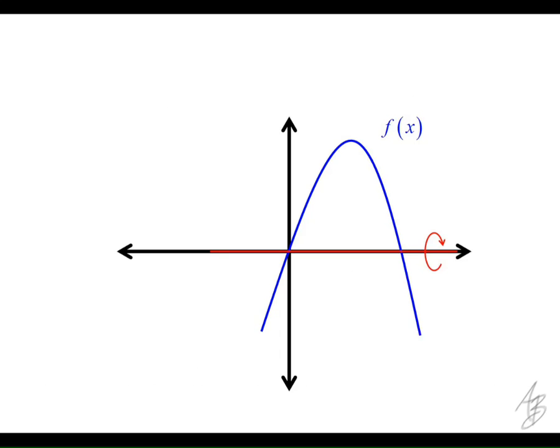So here's the example I want to look at. What we're going to do here, first of all, when we're doing these problems, I'm always going to draw the axis of revolution and just draw a little arrow around it. So we're going to take this region right here and rotate it around this axis, and we're going to end up with a solid.